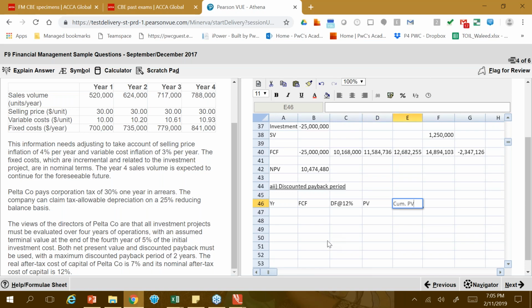The discounted payback is based on cumulative present values, for T0, or just the 0, 1, 2, 3, 4, 5. So putting in the free cash flows from above, this was the B40. This is C40, D40, E40, F40, and G40. So we've got my free cash flows out from above.